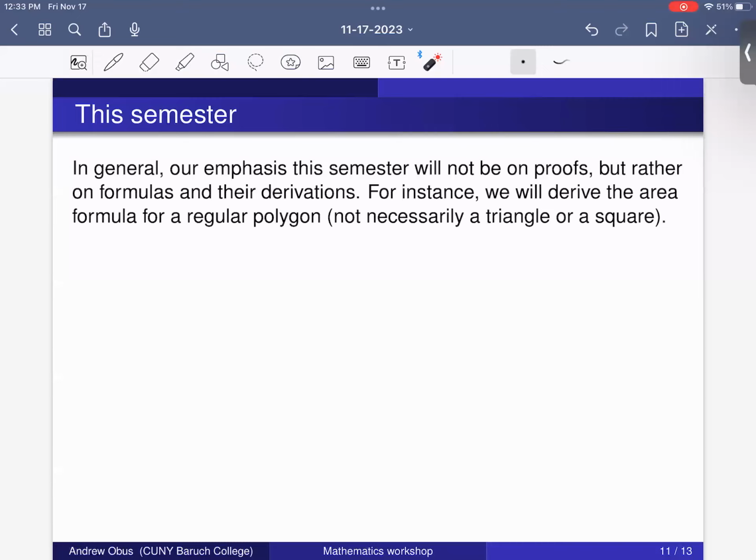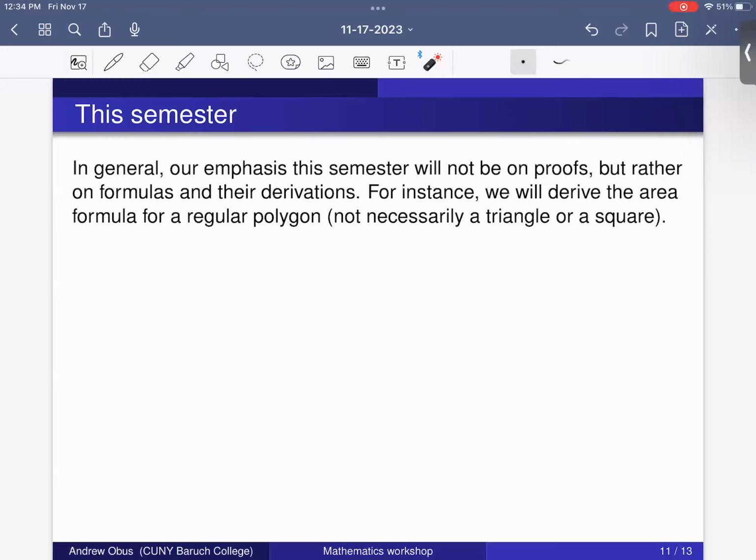Instead, what I want to do is focus more on formulas and their derivations, which I think is a little bit more relevant for the curriculum and for your students on WAS and whatever other exams they have to take. So we're going to focus on formulas for computing areas and lengths and angles for all sorts of different polygons. So we'll derive the area formula for a regular polygon, so not necessarily a triangle or a square. So if you have like a hexagon with a certain side length, what's its area, things like that. Okay, and we'll also talk about circles and various theorems that we have with circles.